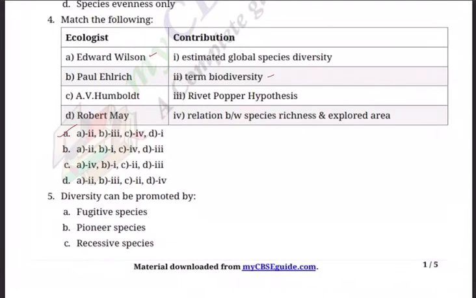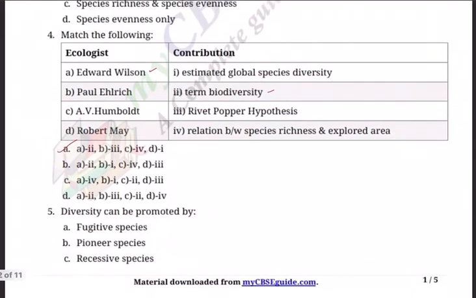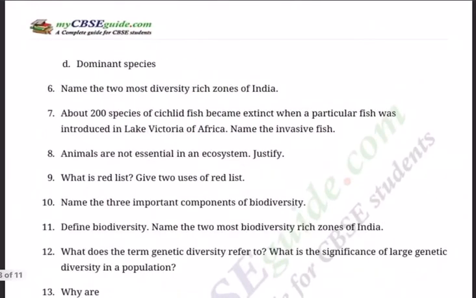Then question 5th, diversity can be promoted by the fugitive species, pioneer species, recessive species and dominant species. Of course, we know that it is dominant species. And then we have got now descriptive type questions. Question 6. Name two most diversity rich zones of India. What you need to do is just try to write without seeing the answers which I am going to give you at the end. And in case you are finding it difficult, you can go to the answers.